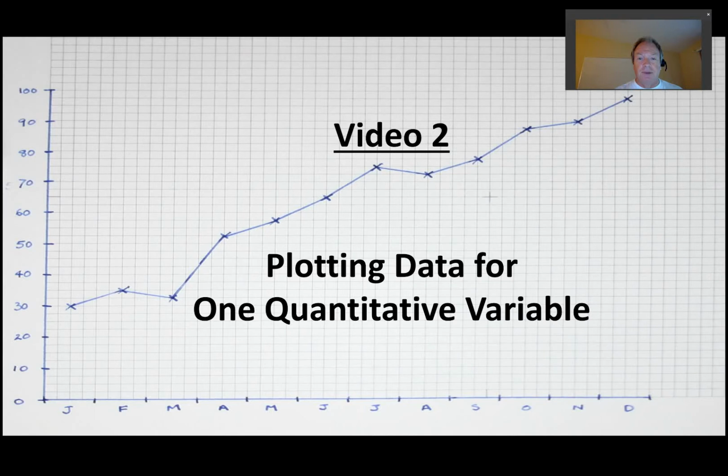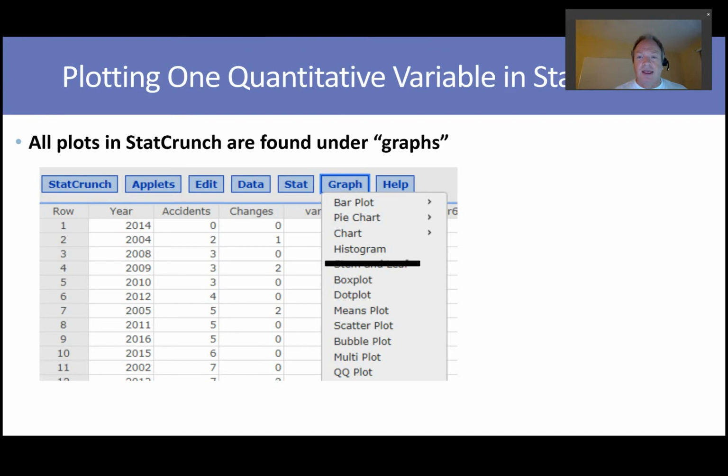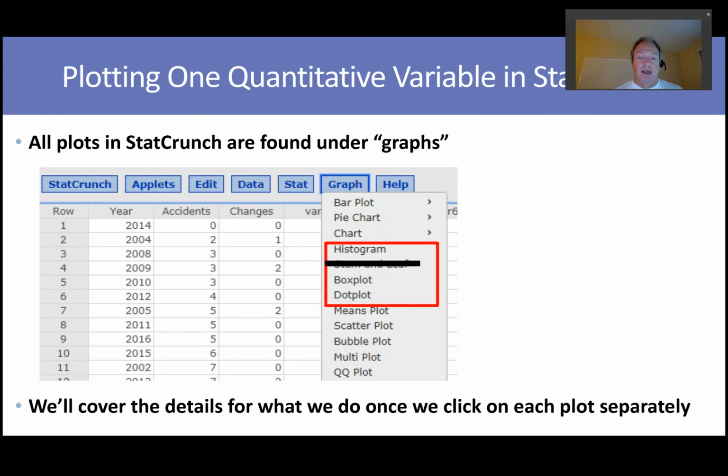So let's look at the various methods for plotting variables in StatCrunch when they're quantitative. The way that we always graph any data in StatCrunch is we go to the main menu bar and click on the Graph tab. You'll see a very large number of different options here. We're going to focus just on three: the histogram, the box plot, and the dot plot. I'm going to go through each of these plots separately, talk about what they do, and how we actually create those plots in StatCrunch.